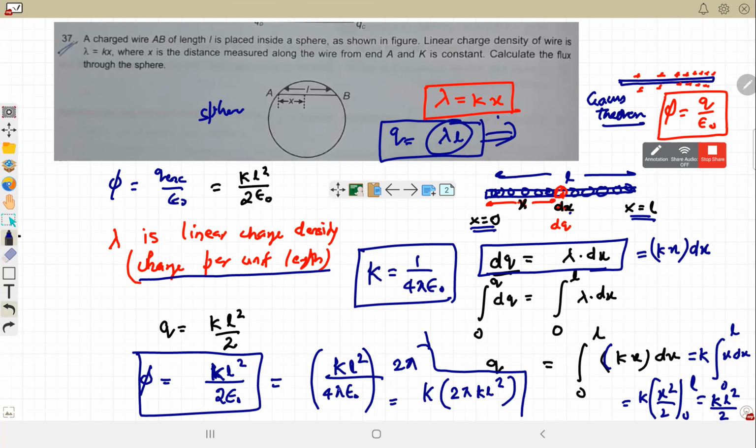इस 2 एप्सिलॉन नॉट में ऊपर नीचे 2 पाई मल्टीप्लाई कर दिया. 1/4 पाई एप्सिलॉन नॉट is capital K, and then it will become 2 pi KL square. Understood, sir? That is small k. That is the answer given. This answer is also correct, but the form of answer was given in terms of Coulomb's constant, capital K. Got it? Understood, sir. Yes, sir. Okay.